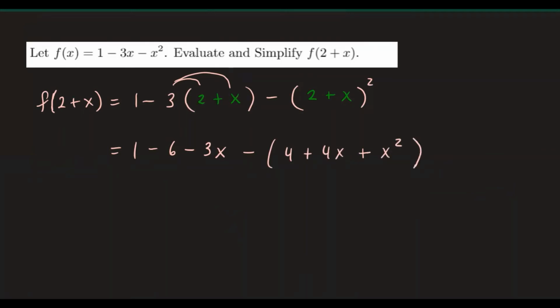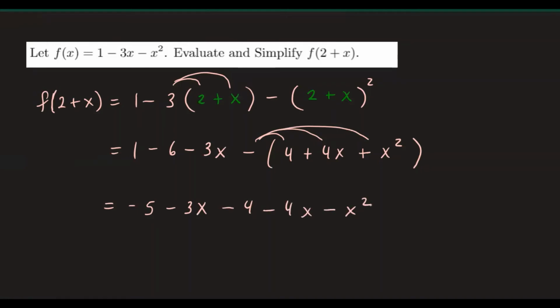So that's what we get when we expand 2 plus x squared. And then the next step, we want to distribute this negative out and then combine like terms. I can go ahead and combine 1 and negative 6, which is negative 5. And I still have negative 3x. Distribute the negative 1. We have negative 4 minus 4x minus x squared.